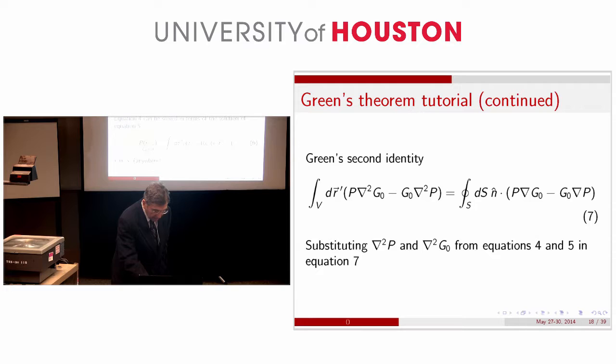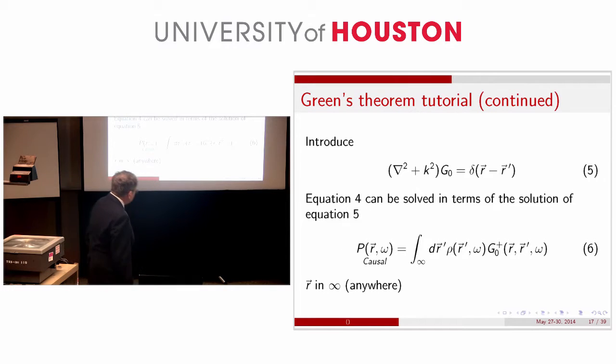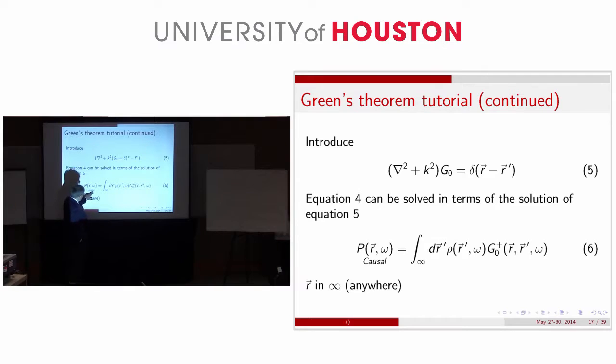Okay, so let's make clear what this says. This is a very important statement. This is the solution for the field P everywhere, R in the universe, and it integrates over all the sources in the universe. It says, if you want to know the field anywhere in the world, I need to know rho everywhere.